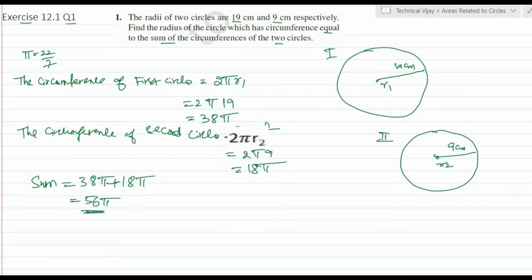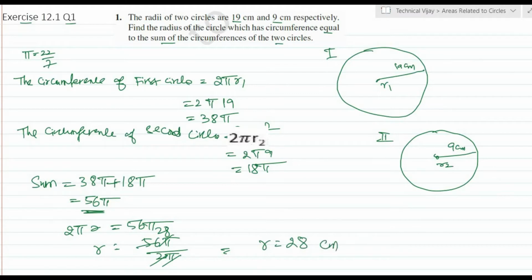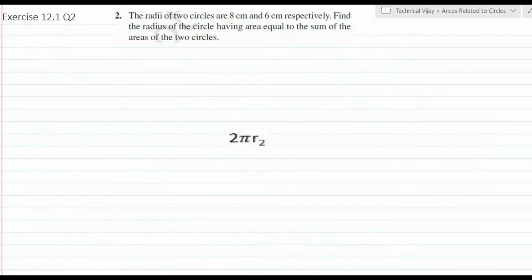What we have to find out is the radius of the circle which has this much circumference. So here 2 pi r is equal to 56 pi. So r is equal to 56 pi divided by 2 pi. So pi cancels, and 2 ones are 2, 2 eights are 28. So radius is equal to 28 centimeters. So this is the circle which has a radius r equal to 28 centimeter, so that its circumference is equal to the sum of the circumference of these two circles. Okay, we will go for the next one.